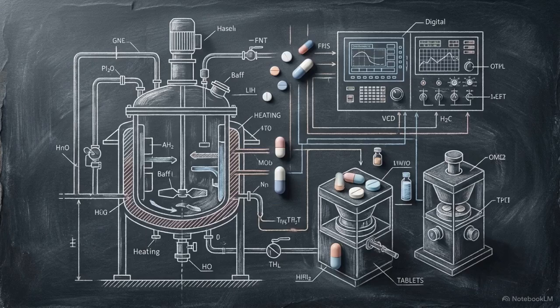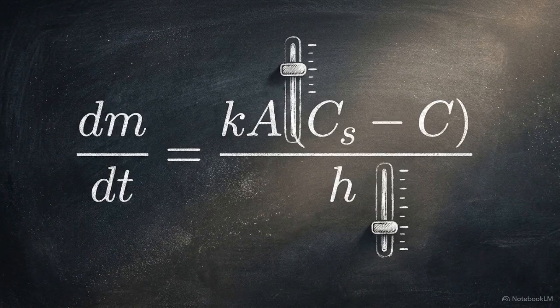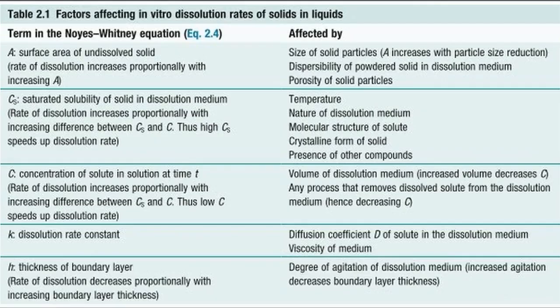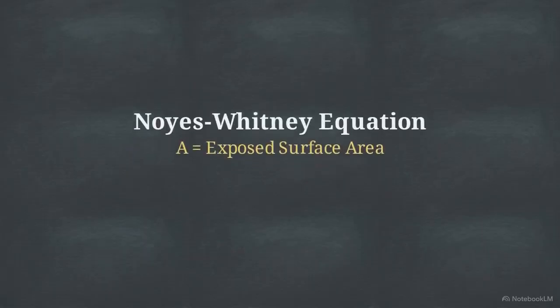Every physical manipulation a laboratory formulator makes to speed up a drug's absorption is simply an attempt to maximize the numerator of the Noyes-Whitney equation, or minimize its denominator. This table categorizes the physical factors we can control to alter in vitro dissolution rates, mapped directly to their corresponding variables in the Noyes-Whitney equation. The most direct lever is surface area, A.